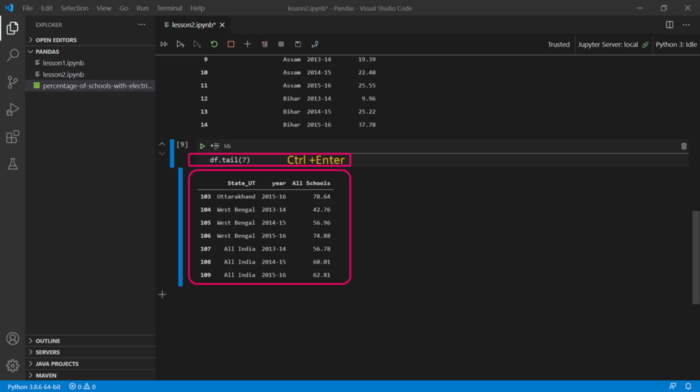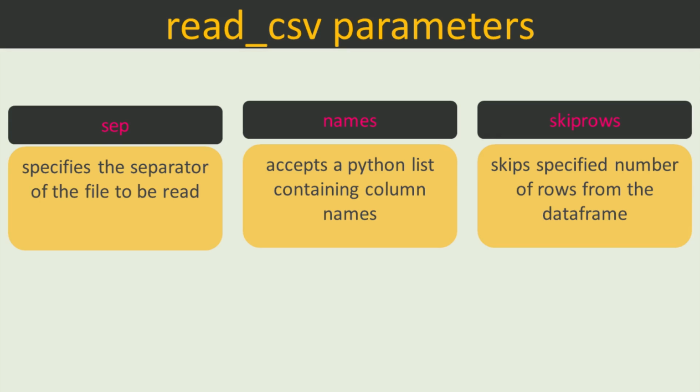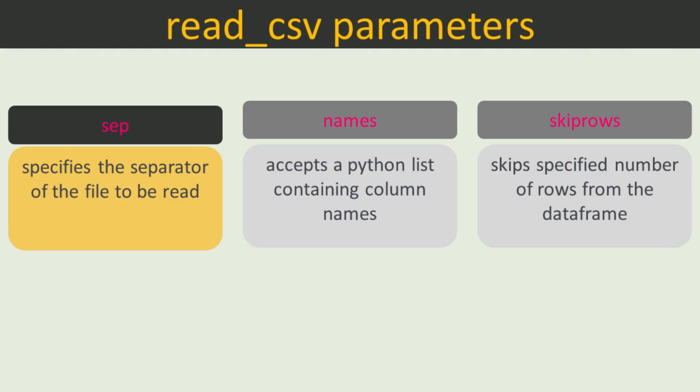We have seen how to create a data frame and how to use the head and tail functions of the data frame. Let's now see a few parameters that can be passed within the read CSV function. The first parameter we are going to see is the sep parameter. This parameter is used to specify the separator that is used to segregate the columns.